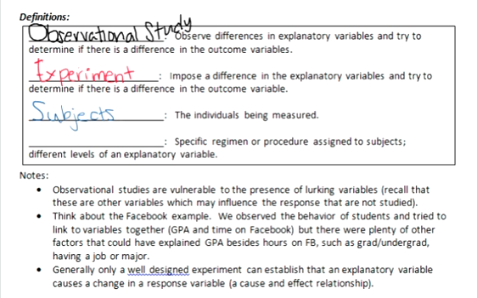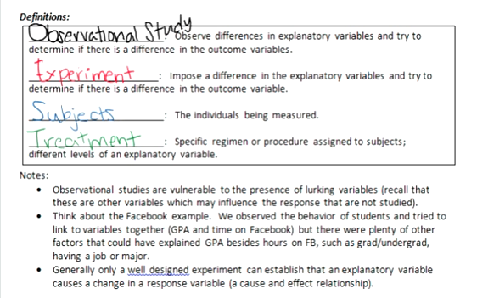Lastly, when we're working with an experiment, we can impose a treatment, or a specific regimen or procedure that is assigned to each of the subjects. So again, if we had made an experiment out of the Facebook example, we would go through and specifically tell people how many hours of Facebook they would get to use each week, and that would be a treatment for them. Treatment doesn't have to be medicine, it's just what we are asking them to do for their explanatory variable.